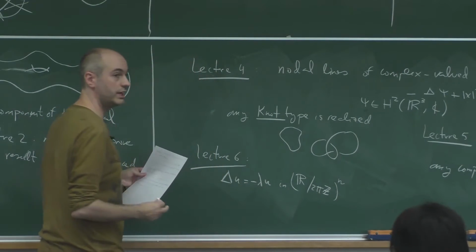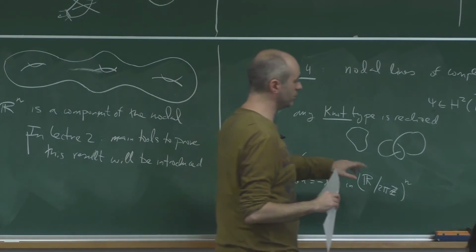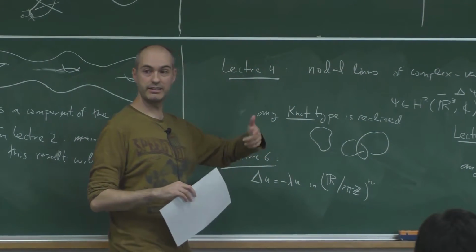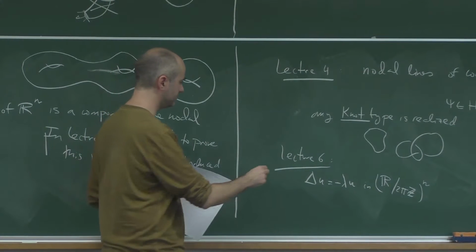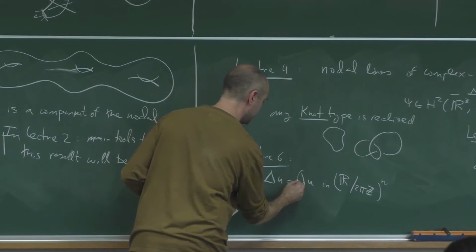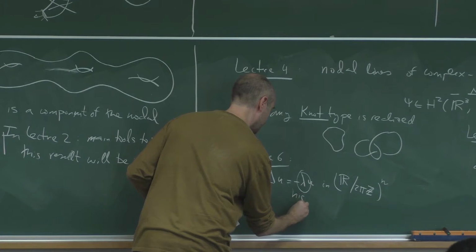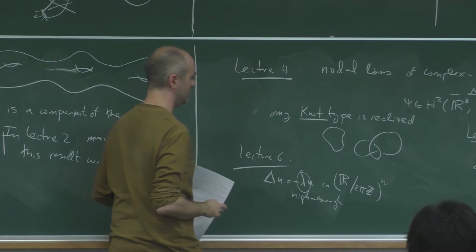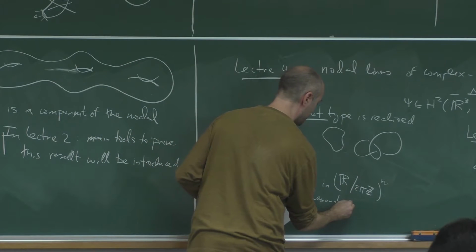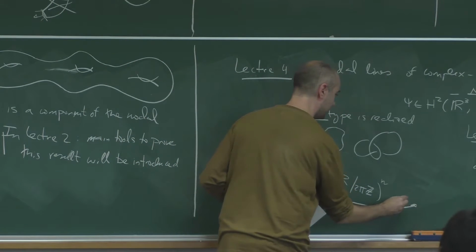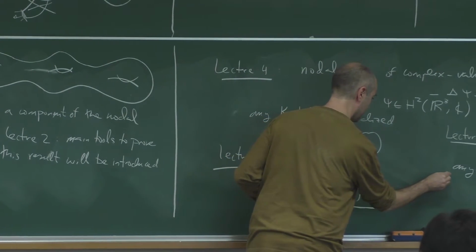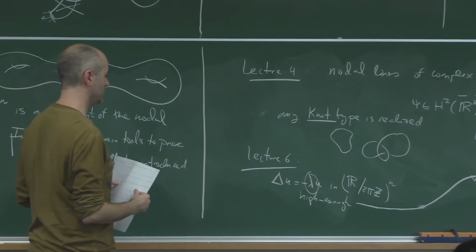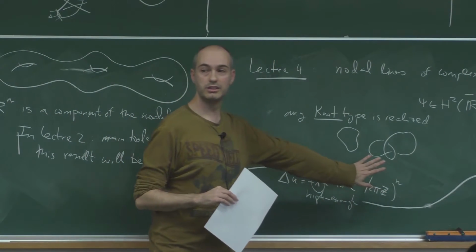And I will show, again, an analogous result. Any compact topology can be realized for high enough frequency. So if lambda is high enough, then any topology can be realized in the torus, which is where your functions live.